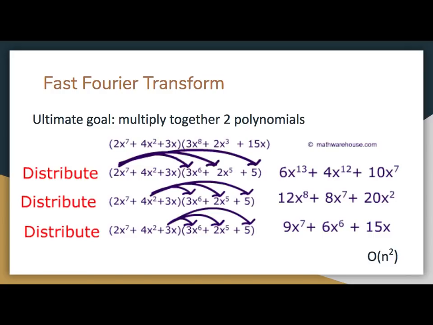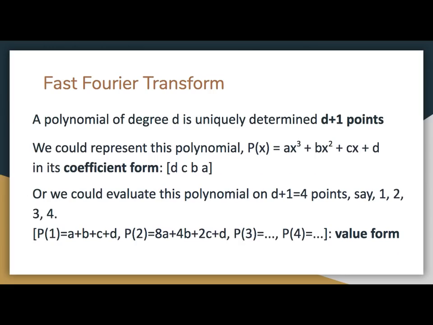So the ultimate goal for fast Fourier transform is to multiply together two polynomials. For our brute force algorithm, we're going to multiply every single element from the first polynomial with every single element in the second polynomial. And so the algorithm for this one will be O of n squared, which is slower than fast Fourier transform.